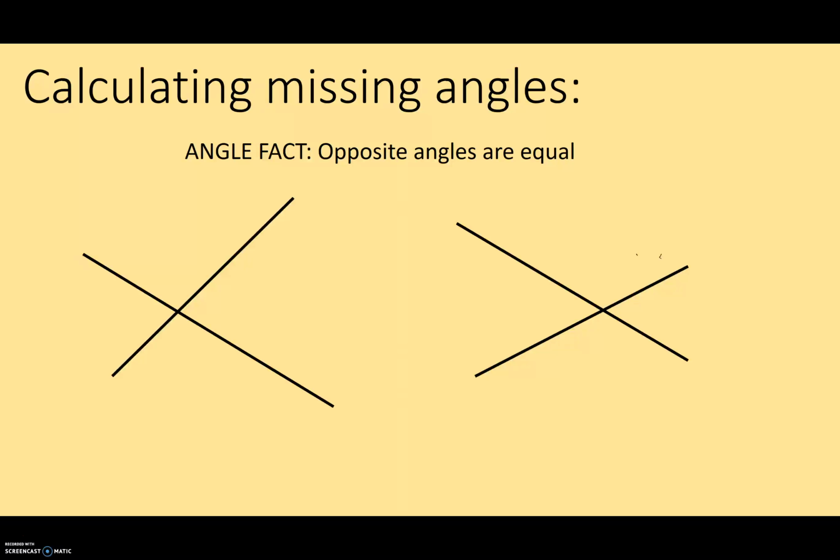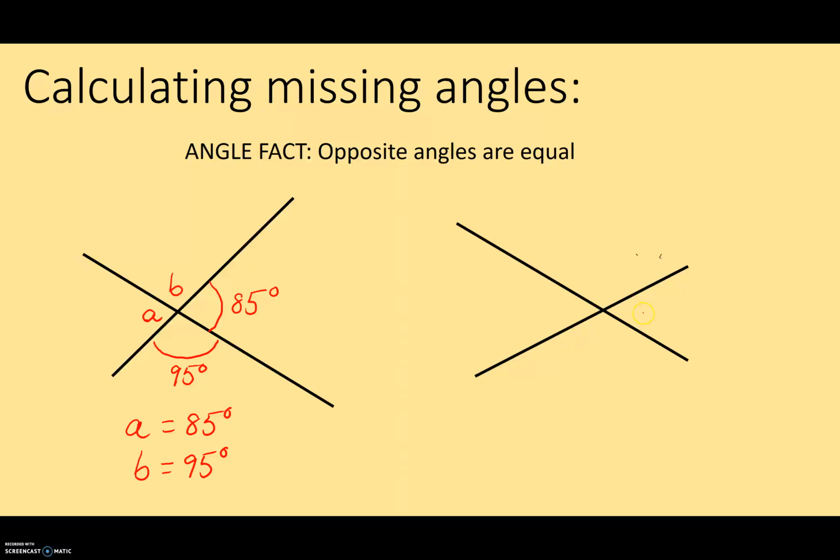This fact here, opposite angles are equal, means that if I know what this one is, it's the same as this one here. So if this one here is 85 degrees, A is 85 degrees. Also, this one here is the same as that one because they're opposite on two straight lines. Okay, so this one here is, if it's 95 degrees, then I can say that B is 95 degrees.